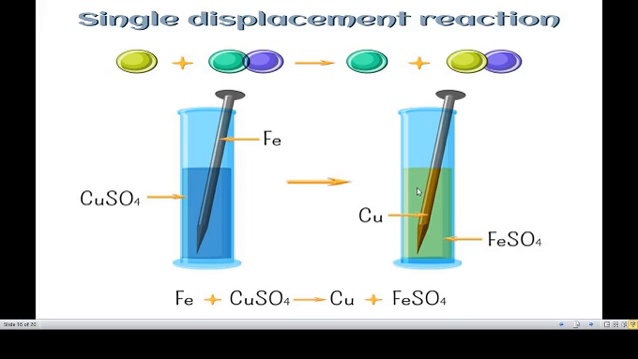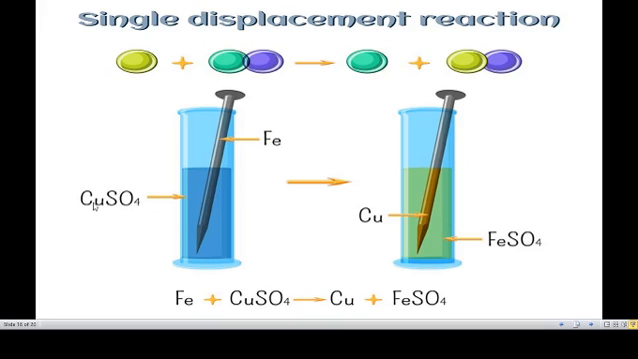What is the reason? Iron combines with the copper sulfate, the copper is separated, and iron combines with the SO4 to form FeSO4, that is iron sulfate. So, the color changes into green. Before this reaction, the color of the solution is blue. After the reaction, it changes into green.